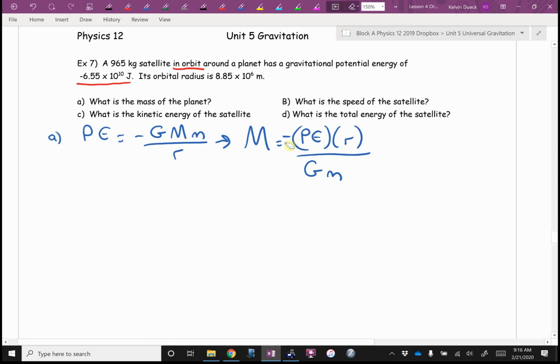By the way, that negative is good because I'll get a minus minus. I kind of hope that the mass is positive. It'd be awkward if it wasn't. Here we go.